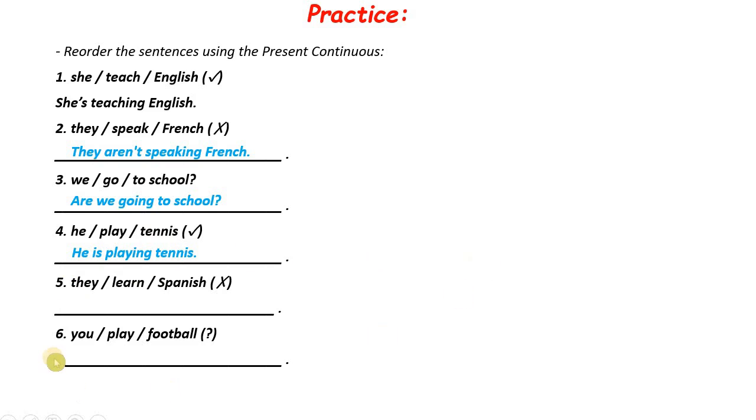He is playing tennis. Number 5, we have the subject, they learn Spanish, and the negative. So the negative applies to the auxiliary, so the auxiliary to be is going to be in the negative. They aren't learning Spanish. The last one, you play football, we have a question mark. Here again we are going to start with the auxiliary to be, then the subject, so it will be, are you playing football?